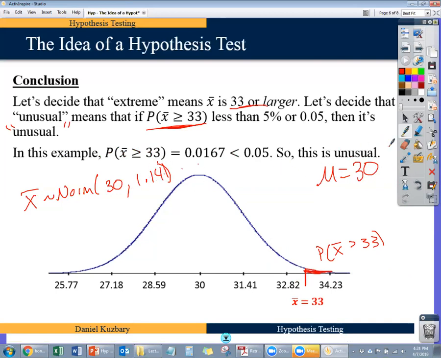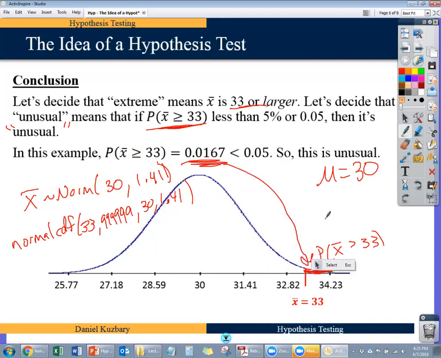I did that backwards again. This is 1.41. So I could do normal CDF, go from 33 to 999, 30, and 1.41. And I get the probability. So this area is equal to 0.0167.